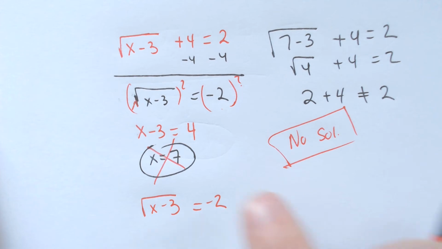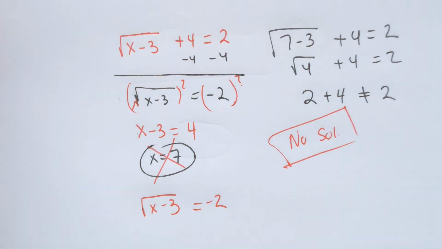Now, it doesn't mean that x can't equal a negative number. x could equal negative 3 or negative 5 or something weird like that and still actually work out. Always check your solutions. You never know. All right, one more.